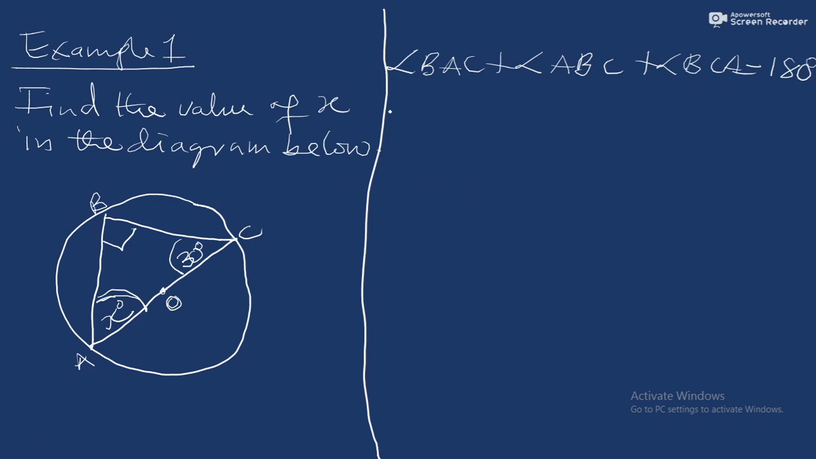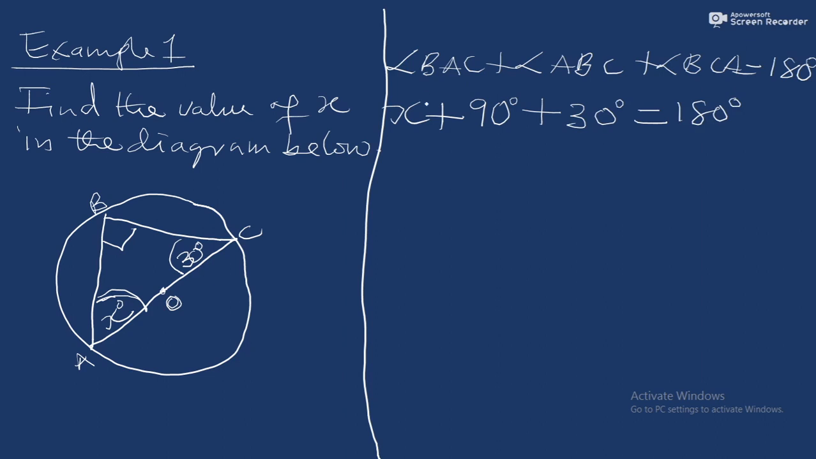So now, angle BAC from the diagram is the x. So our x plus angle ABC is 90 degrees. Then angle BCA is 30 degrees. So this should be equal to 180 degrees.